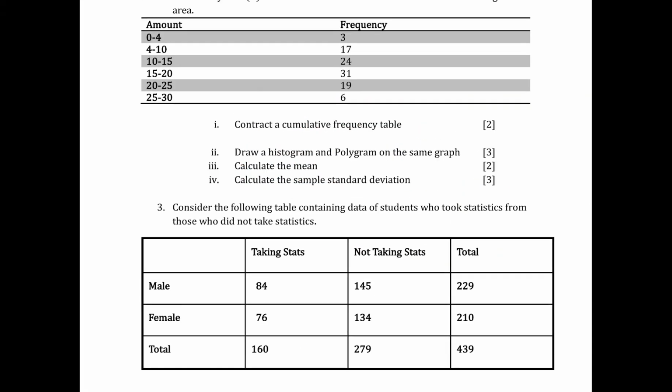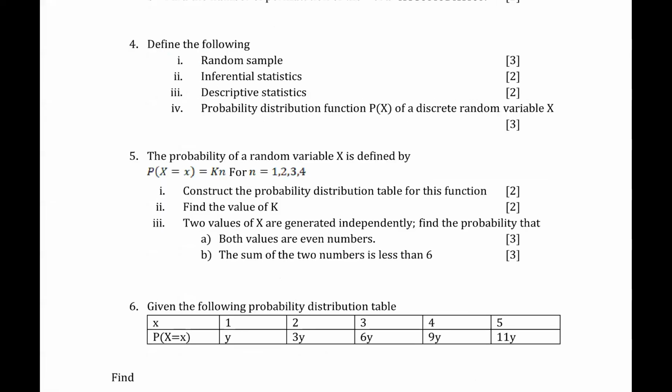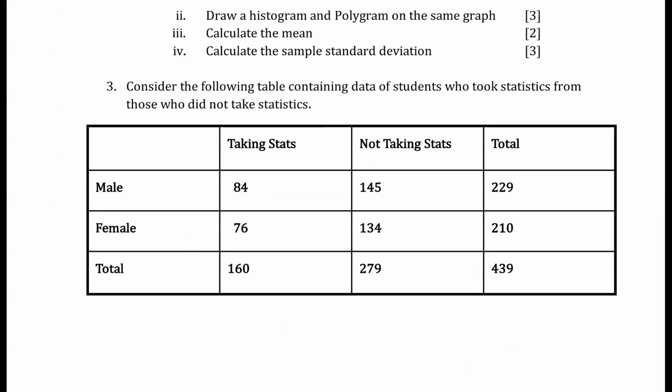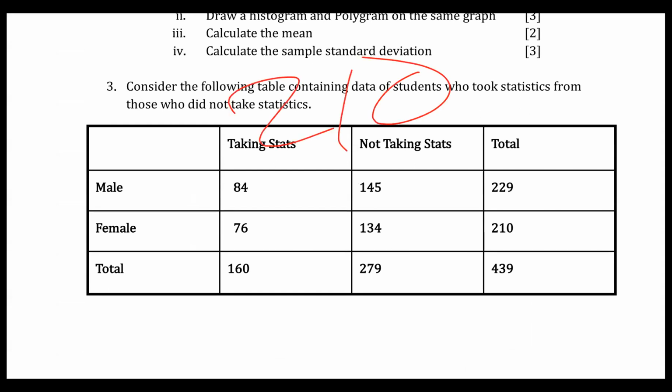And the next question is the marginal probability of female students. The marginal probability of female students is the same as the probability of female students. So how many female students do we have? It's saying female students who did not take stats.